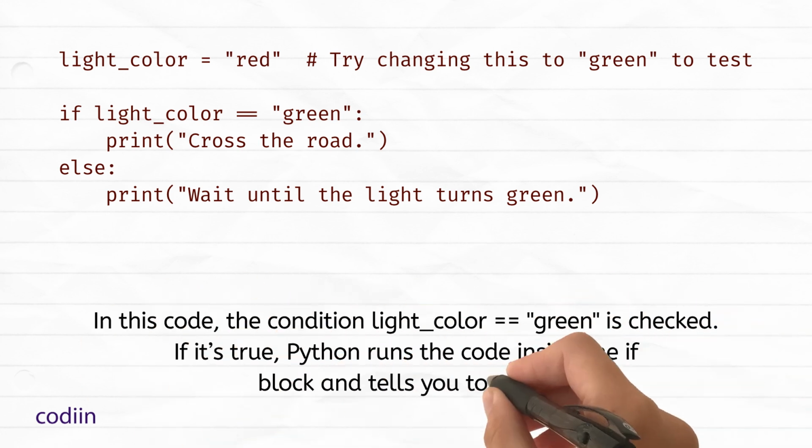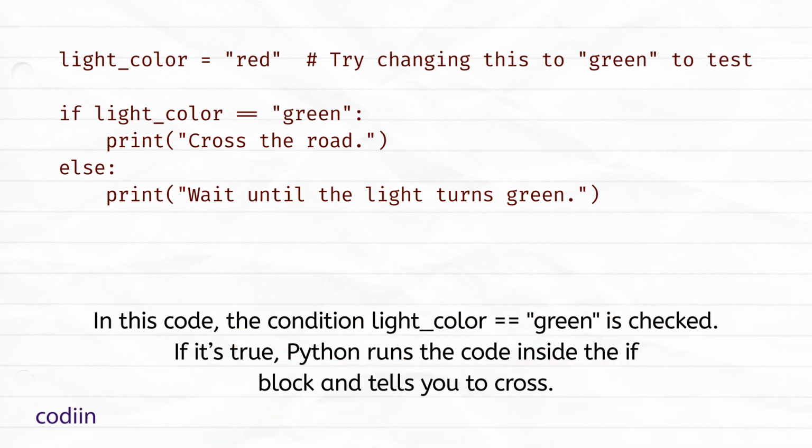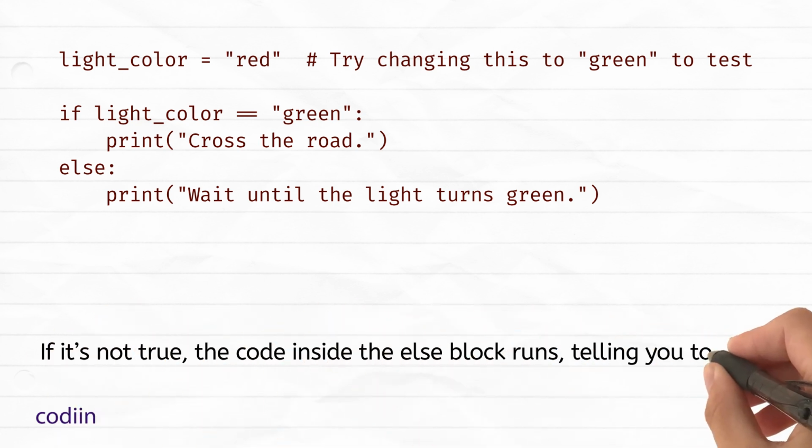In this code, the condition light color equals green is checked. If it's true, Python runs the code inside the if block and tells you to cross. If it's not true, the code inside the else block runs, telling you to wait.